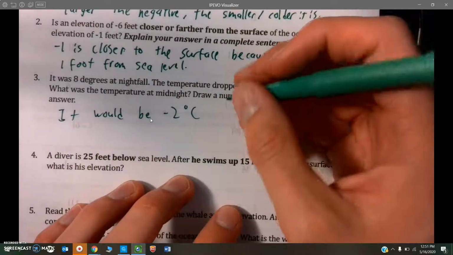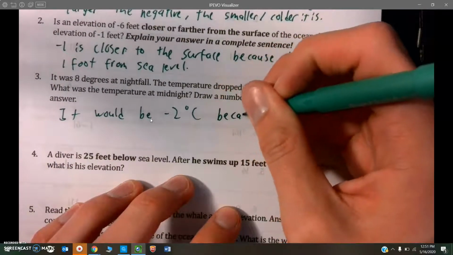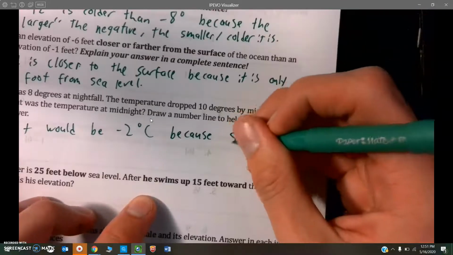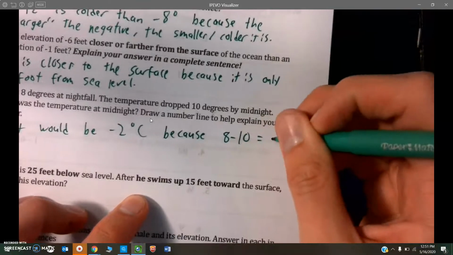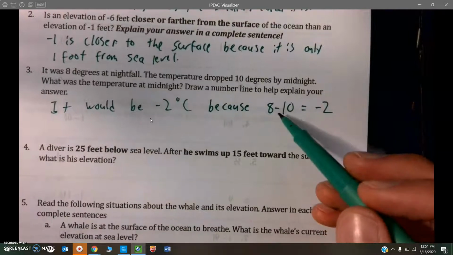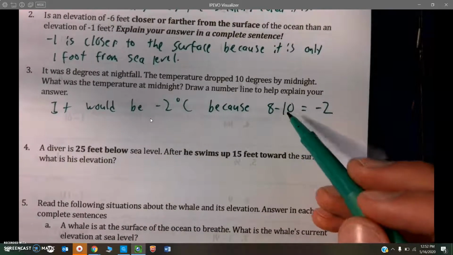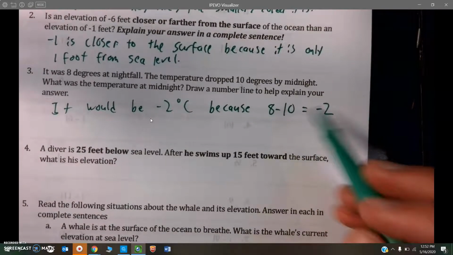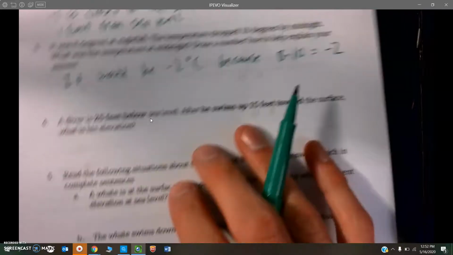It would be -2 degrees Celsius, because 8 minus 10 equals -2. So remember, if you're ever doing subtraction and the number in front is smaller than the number doing the subtracting, then you're going to wind up in the negatives.